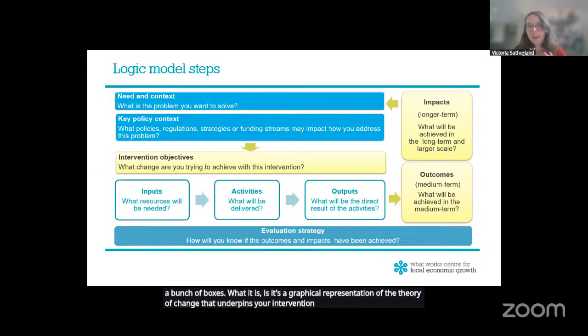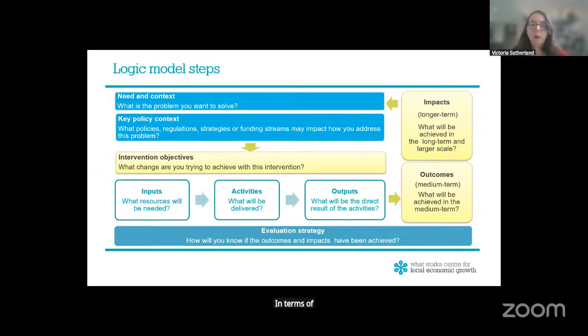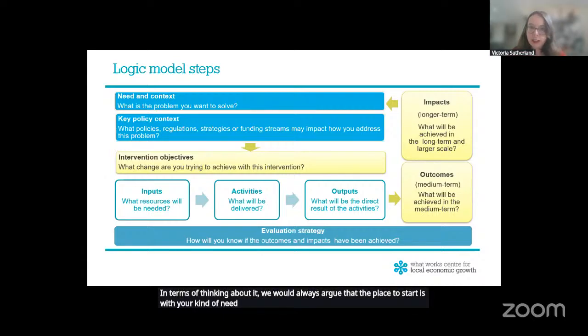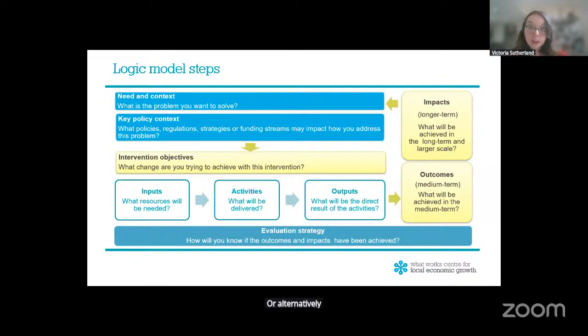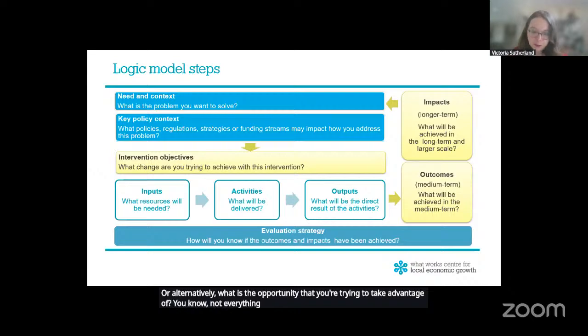So in terms of thinking about it, we would always argue that the place to start is with your need and your context, okay? So what we mean by need is, what is the problem that you are trying to solve? Or alternatively, what is the opportunity that you're trying to take advantage of? You know, not everything is a problem. Sometimes there's something good that comes along and you want to capitalize on it.